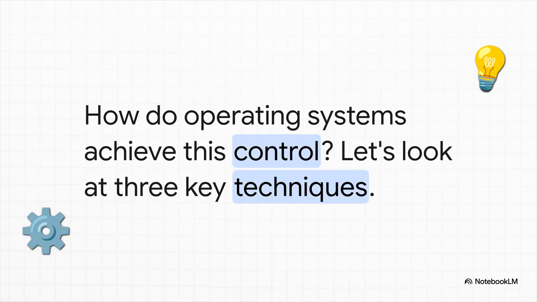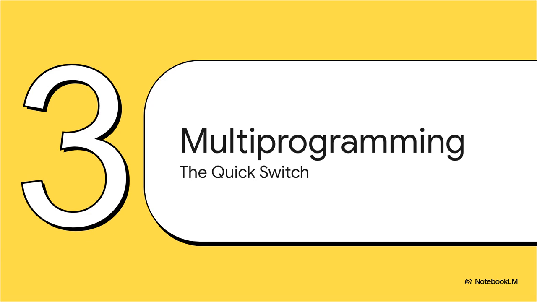So if concurrency is the what, the grand strategy, then how does the operating system actually pull it off? Well, it has a toolkit with 3 key techniques, and you've probably heard their names before: multi-programming, multi-processing, and multi-threading. Let's break them down one by one. First up to the plate is multi-programming. This is the art of the quick switch.